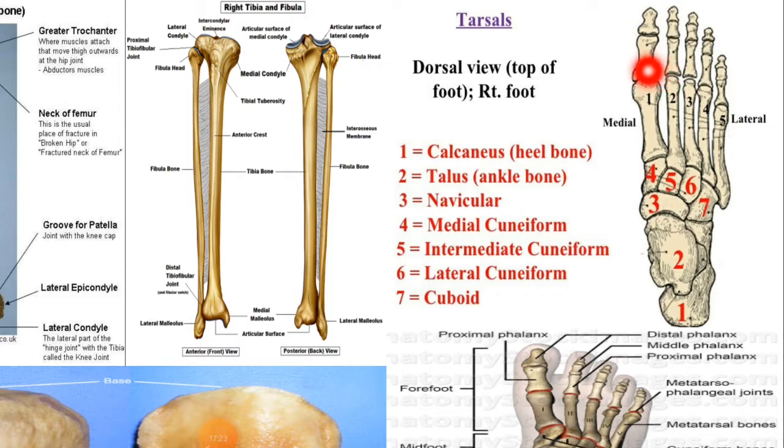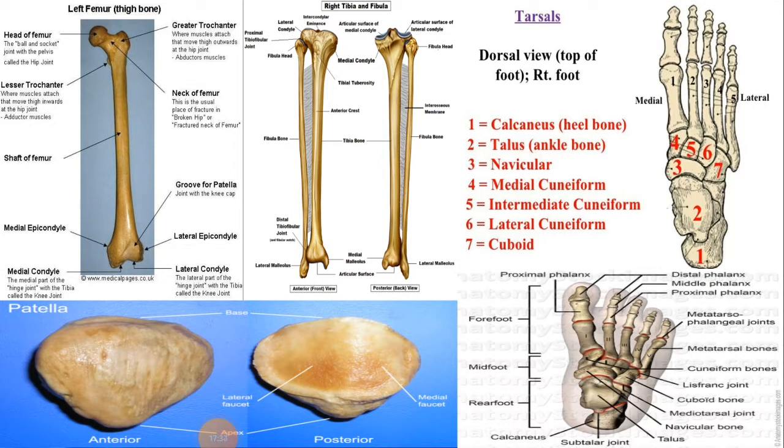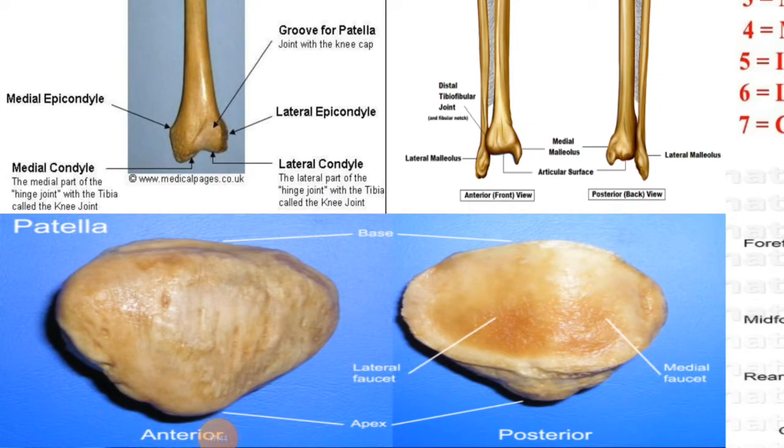Then we have the phalanx and phalanges, and just like in the hand, we have 2 phalanges in the big toe, and 3 in the other toes. Also the patella, which is a roughly triangular shaped bone, which is also called the kneecap, and this is a sesamoid bone. It has a base, it has a medial and a lateral facet. It has an apex, which is this pointed part.